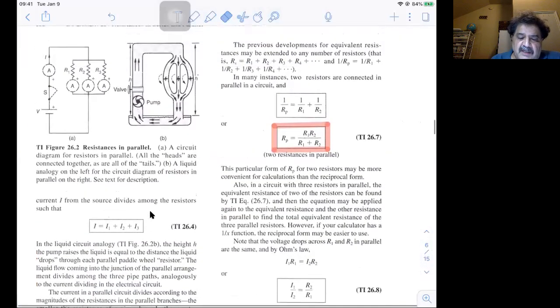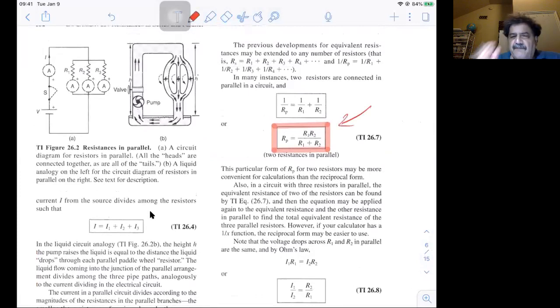Now, if you're lucky to have just two resistors, you can use this shortcut. I think I've presented this in the lectures. Probably did it with capacitors too. R parallel is equal to the product divided by the sum. If you just do this and find a common denominator, you'll find that this is true.